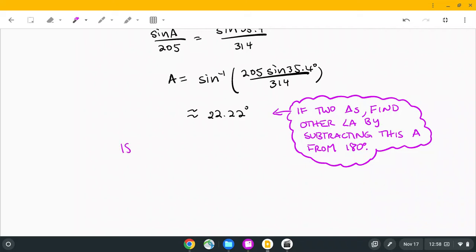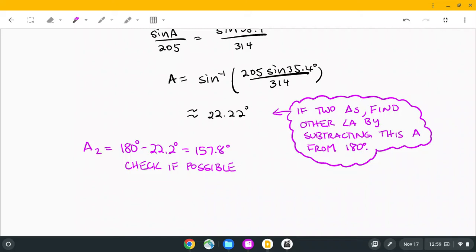So 180 degrees minus 22.2, and we get 157.8 degrees. So this is my second angle A, 157.8. Now this is what you do next to determine whether or not that's possible. So check if possible. If this is my second angle A, we'll call this A2.